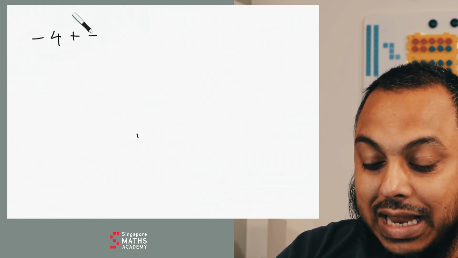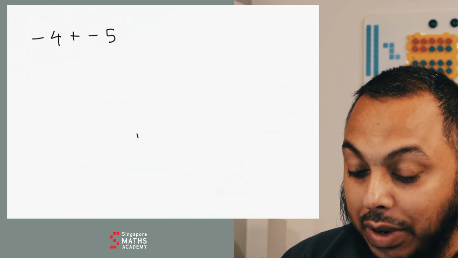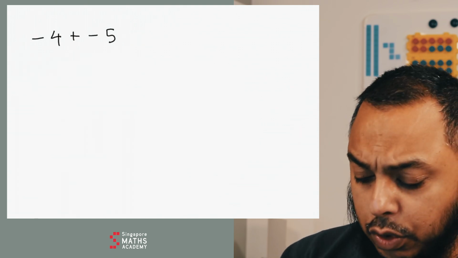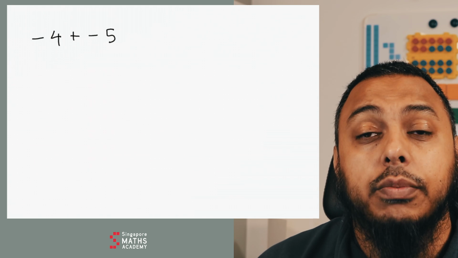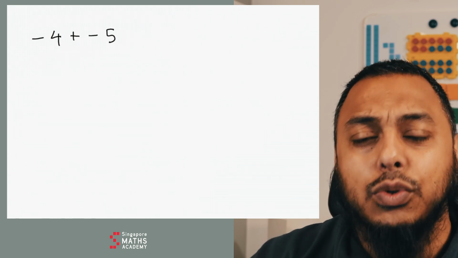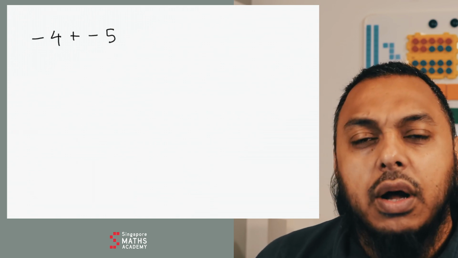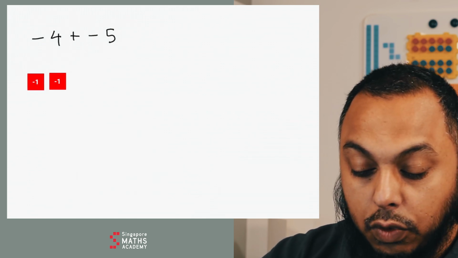Let's have a look at a few more questions. So we've got negative 4 add negative 5 as our next question. Now we've got a negative and we're adding another negative, right? Let's see how that would look visually. That always helps me understand the structure of the problem, and from there I can use my logic and reasoning skills to answer other similar questions. So negative 4 means we've got 4 lots of negative 1s.